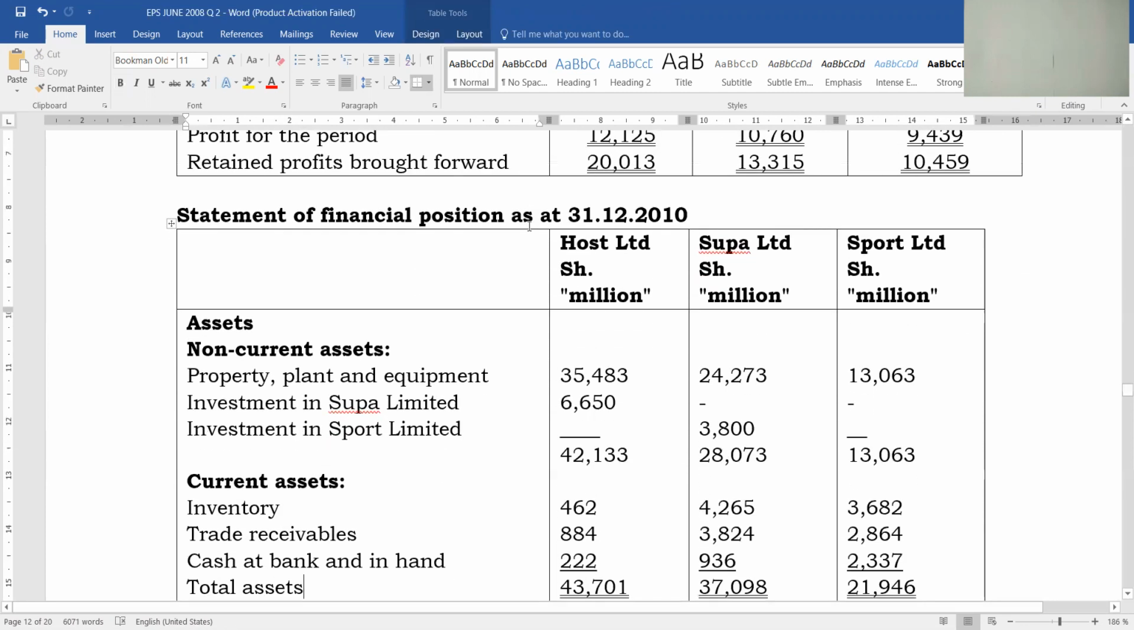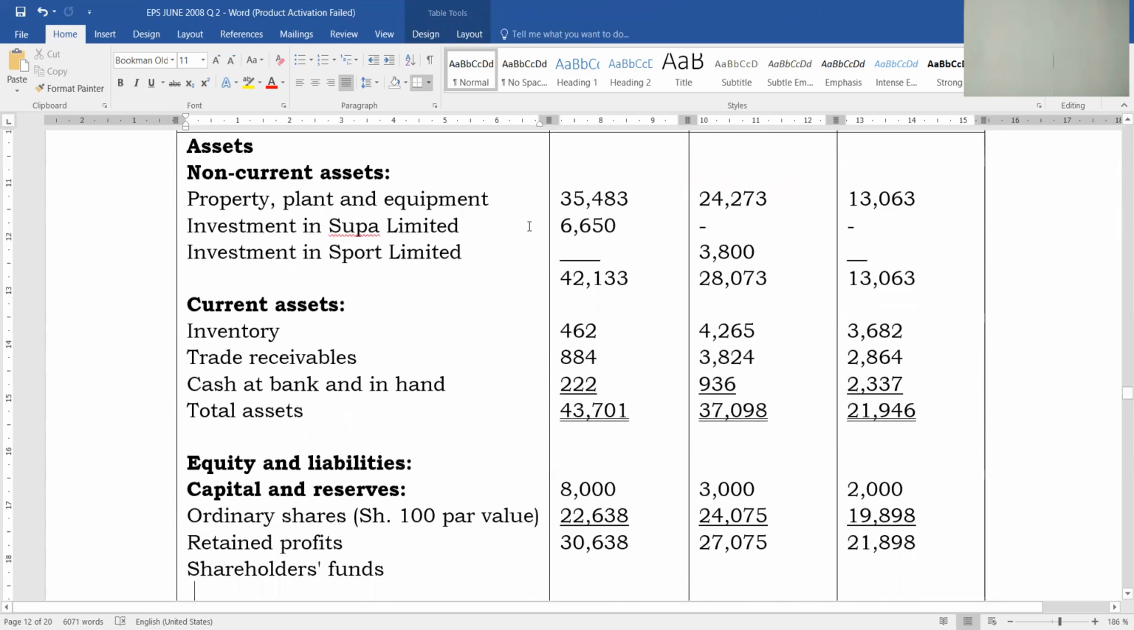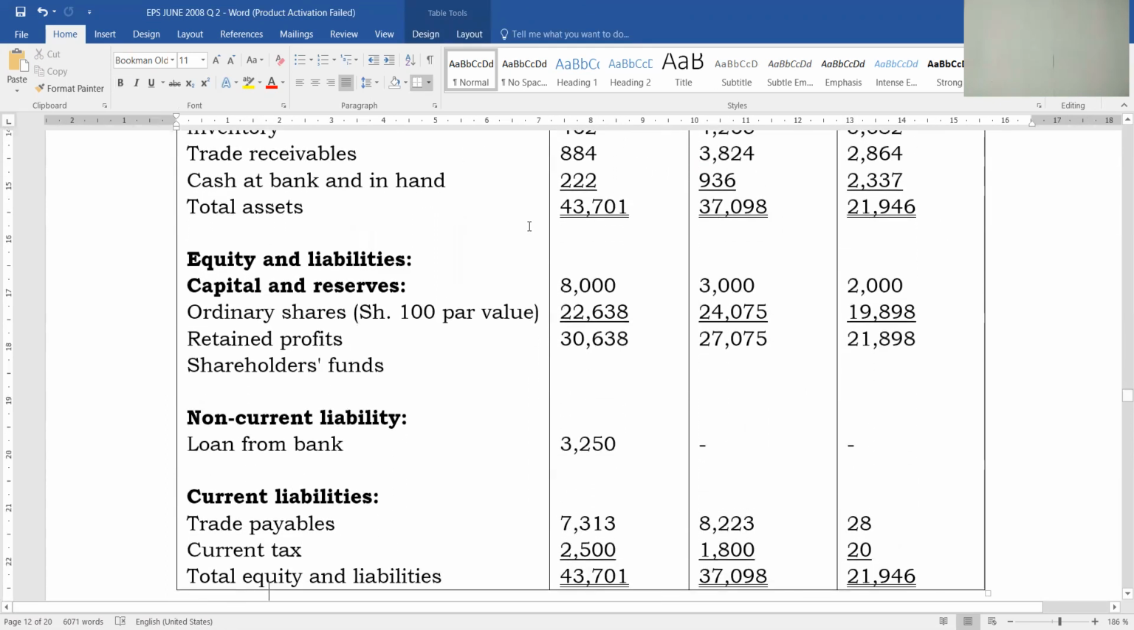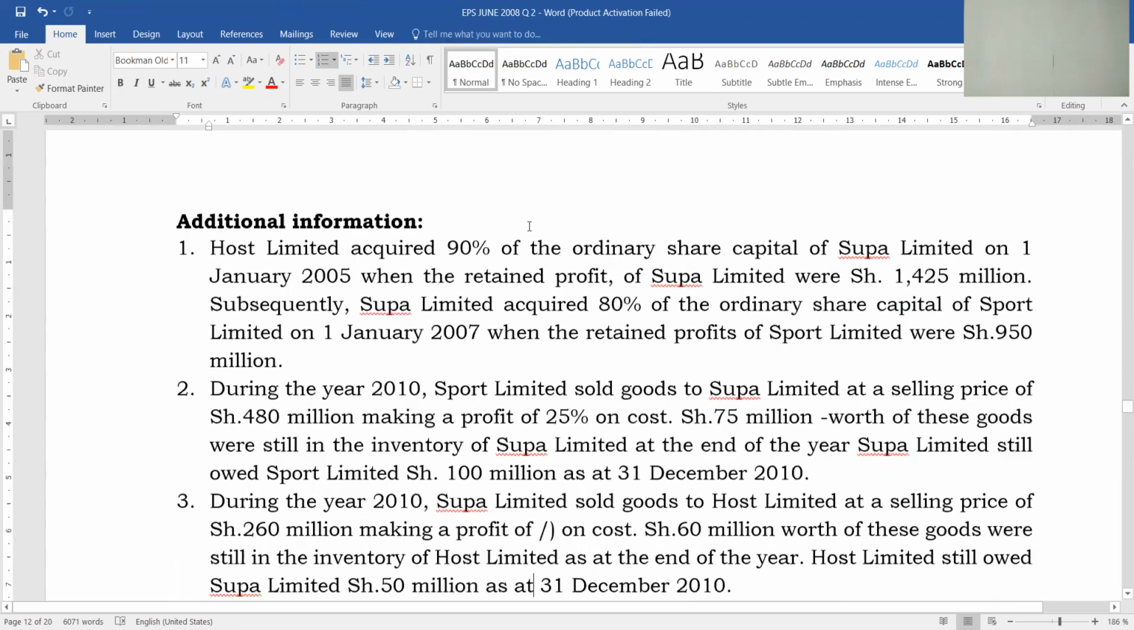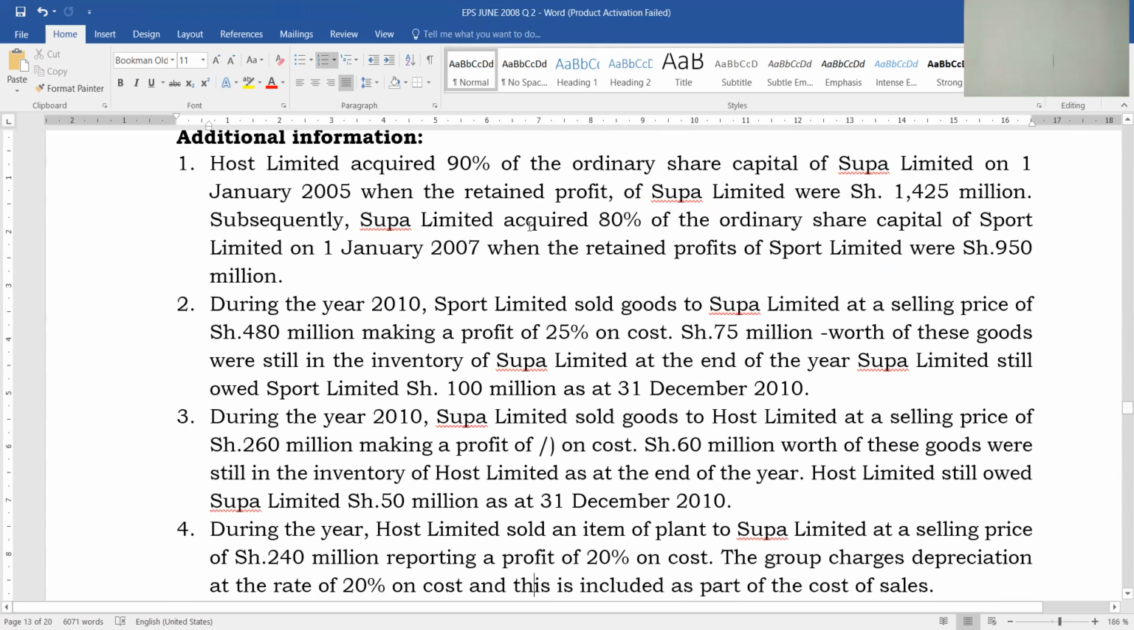Then again, you have a statement of financial position. Again, the data is provided. Our main concern now is this additional information. This is what we call the relevant part in this question. In any accounting question, if you are able to understand the additional information, you can be able to tackle the question with ease.